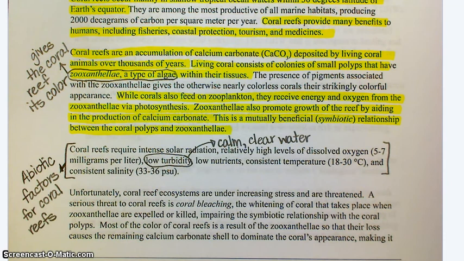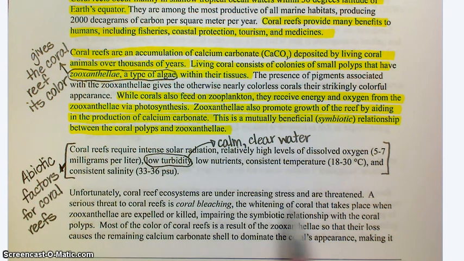All right, I'm at the bottom paragraph now. Unfortunately, coral reef ecosystems are under increasing stress and are threatened. Okay, they would be stressed when any of these abiotic factors are not within the limits that a coral reef is used to or has adapted to.